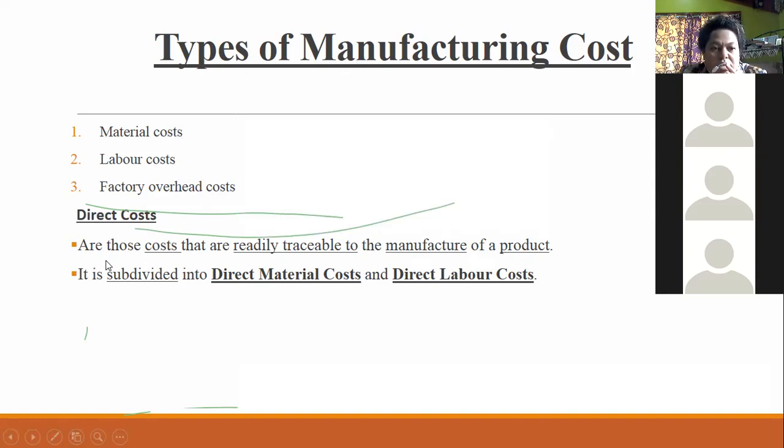What is direct cost? Those are costs that are readily traceable to the manufacture of a product. Direct, in the sense these are closely associated with the manufacturing. In other words, without incurring direct cost, we cannot complete our production. We have to incur direct cost.